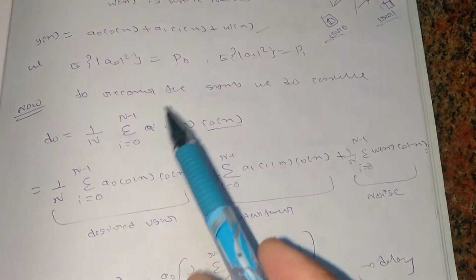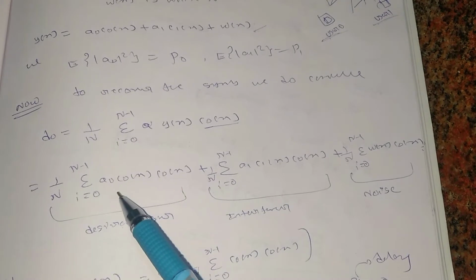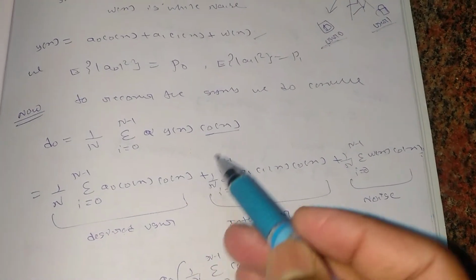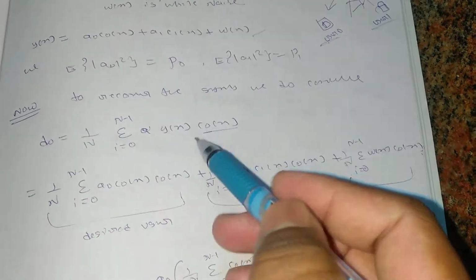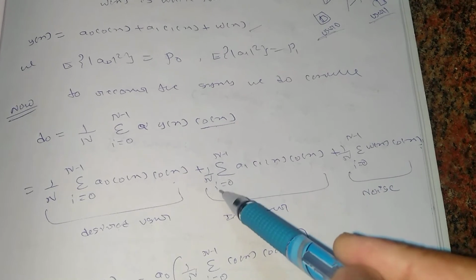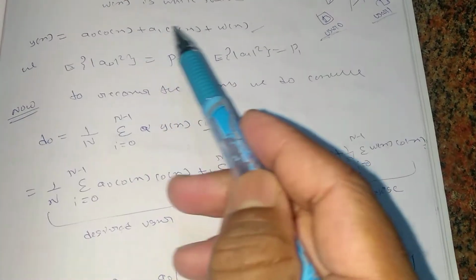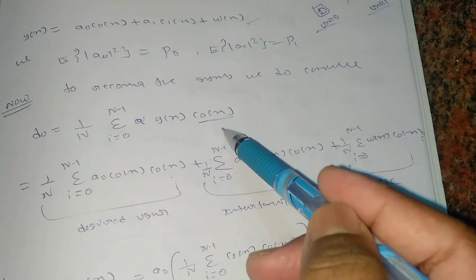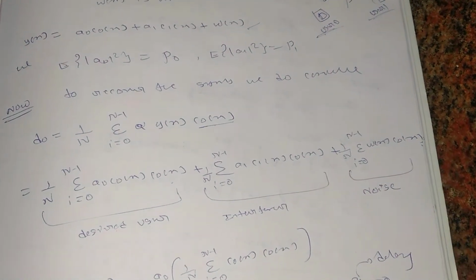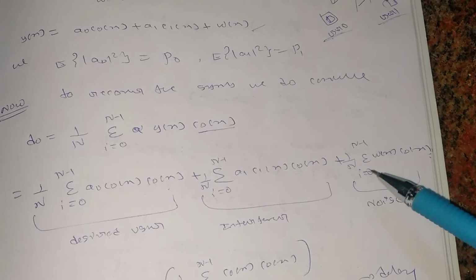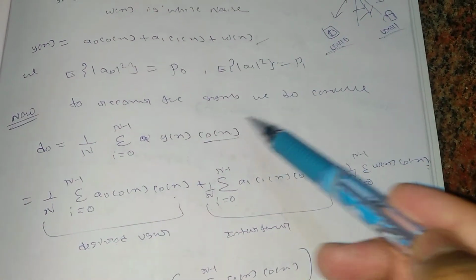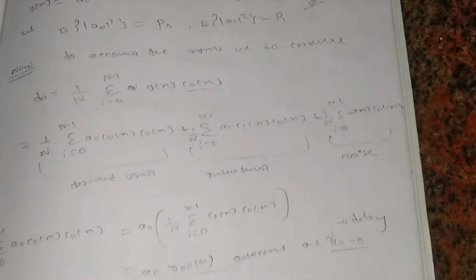So y of n I already found here. Just put that in: a0 into c0 of n, then again c0 of n, because we are multiplying. So for y of n, a0 into c0 of n into c0 of n, plus 1 by N, summation i equals 0 to N minus 1, a1 into c1 of n into c0 of n. The same thing applies for the white noise as well, so w of n into c0 of n, we are writing here.